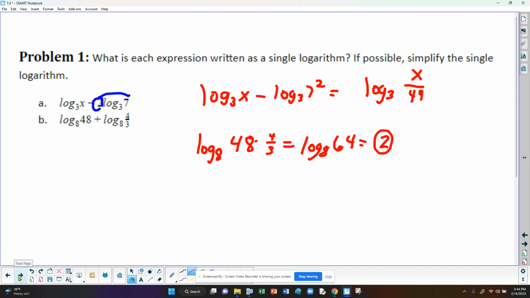So you can pause the video right here and try those, and then check your answers here in just a second.